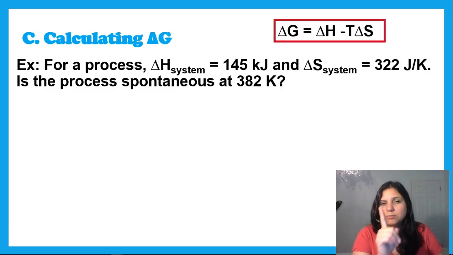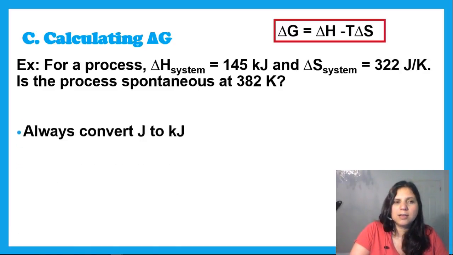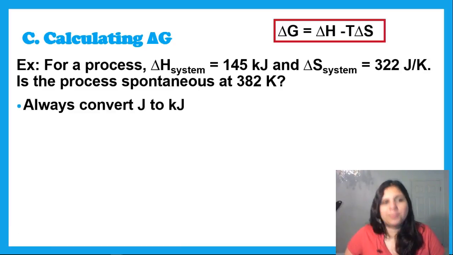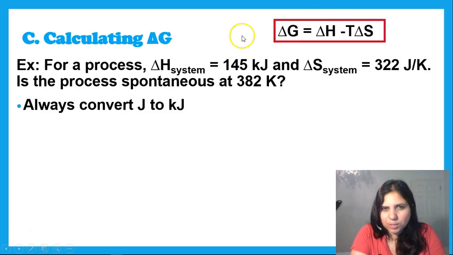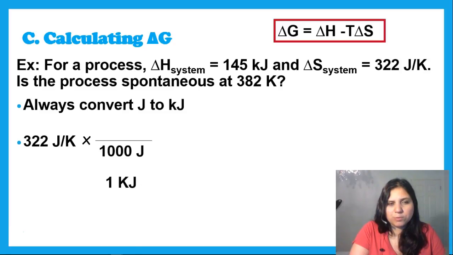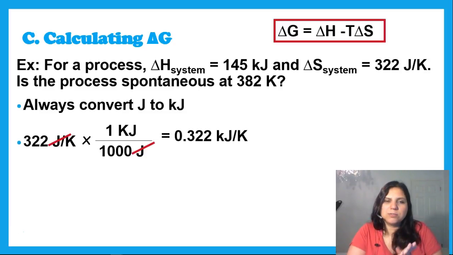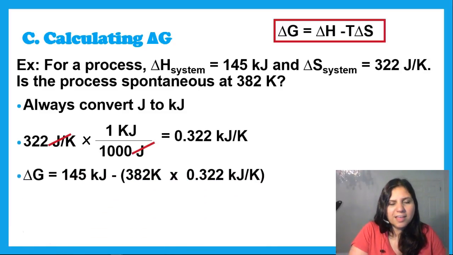We use the equation. We're going to find delta G. That'll help us determine if it's spontaneous or not. Before we can do that, we have to convert the joules into kilojoules because you cannot take kilojoules and subtract joules. The units are not the same, so convert. 322 joules per Kelvin, I just multiply by 1 over 1,000 to change the joules into kilojoules, and I get 0.322 kilojoules per Kelvin.